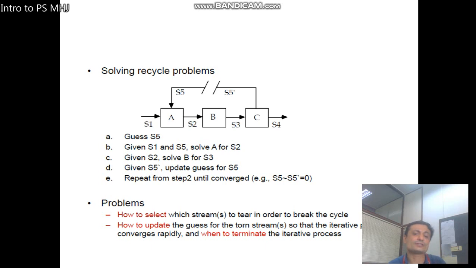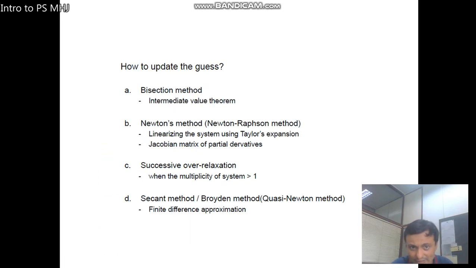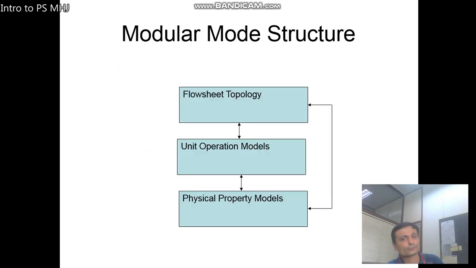However, the simulator does it on its own. The moment you specify that this is my recycle stream, this is my tear stream, the simulator will do it on its own. There are various methods for updating the guess, just like we have the Newton-Raphson method. Here also there are the Newton method, bisection method, successive substitution or relaxation. There are so many methods used to update the streams. So with this basic idea, let us move to the next point, which gives us an idea about the detailed structure of a modular mode.